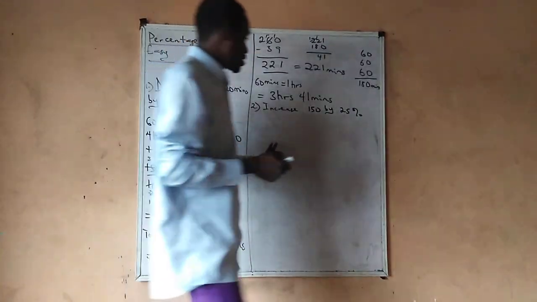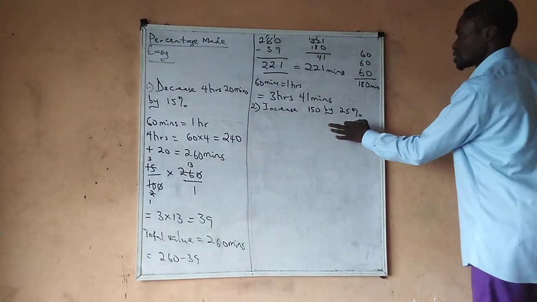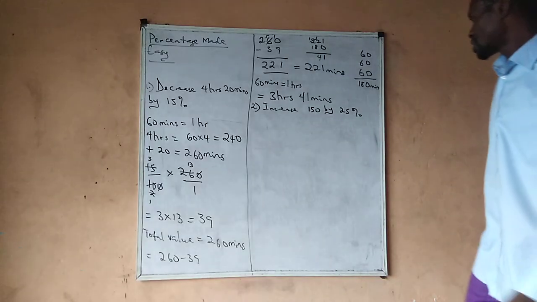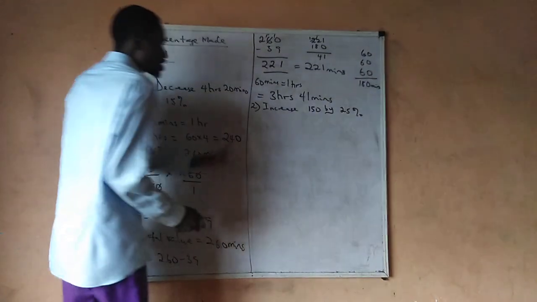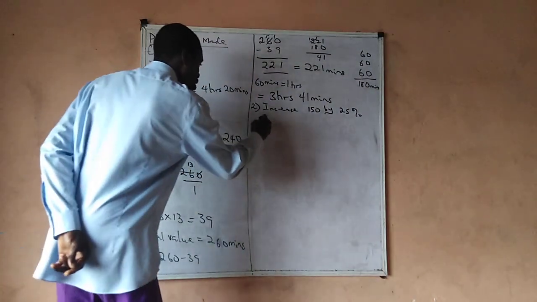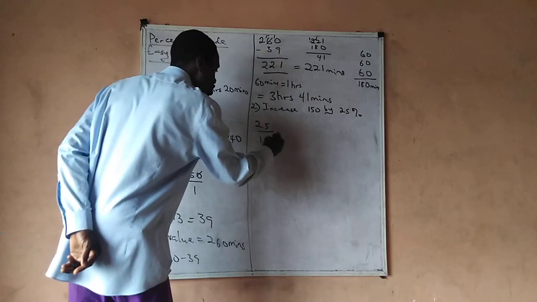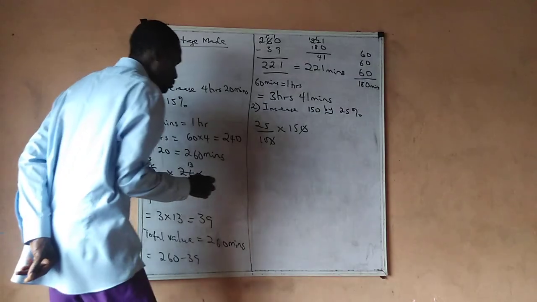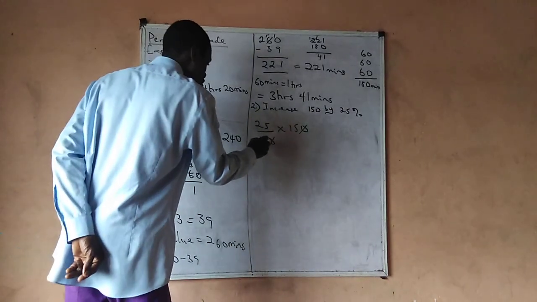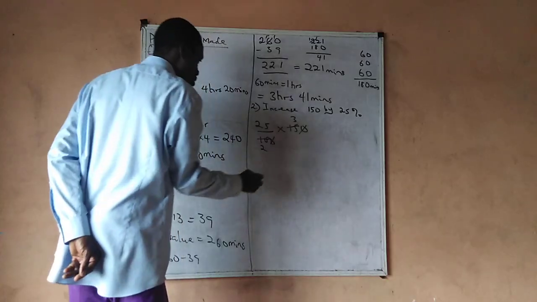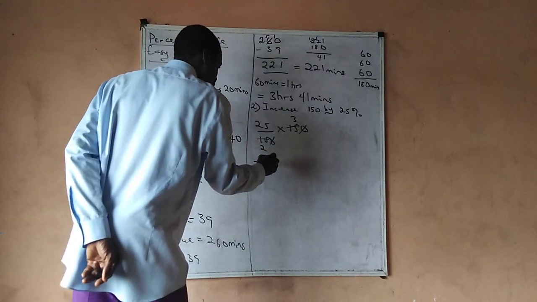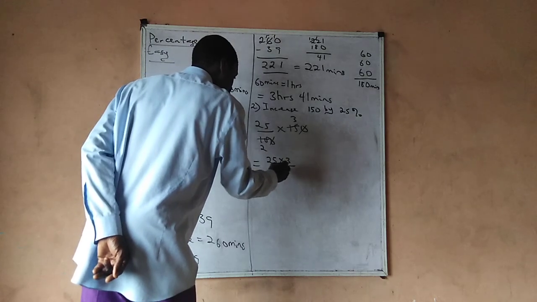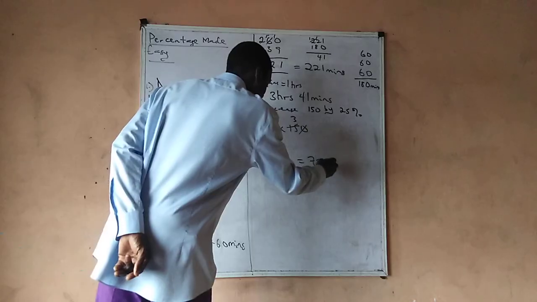Alright. Therefore, this other side, it said increase 150 by 25%. Increase 150 by 25%. So I'll first of all look for 25% of 150. That will be 25 over 100 times 150. 0 cancels 0. Now let's see, 5 here will go 2 times, 5 here will go 3 times. Now 25 times 3 all over 2. That is 75 all over 2.